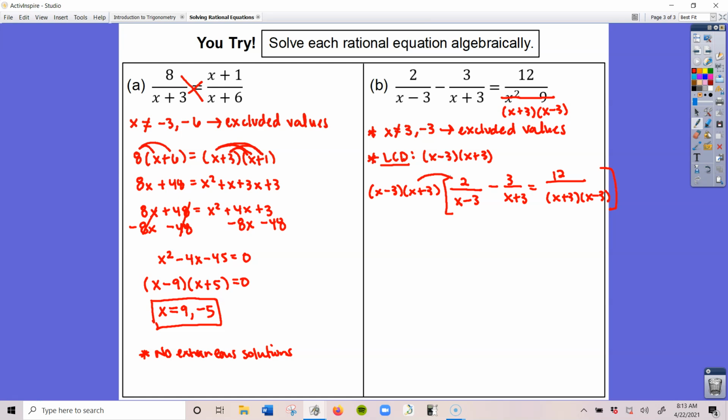So we have to distribute this LCD. Now a little shortcut, if you don't want to write it all out like I did in the other example where we had to multiply the LCD, is we look at the LCD and what we're multiplying. If we distribute this x minus 3 and x plus 3 with the 2 over x minus 3, whatever is in the denominator would end up canceling with the LCD. So this x minus 3 would end up canceling with this x minus 3. So the only thing that I would end up multiplying is the x plus 3 with the 2.